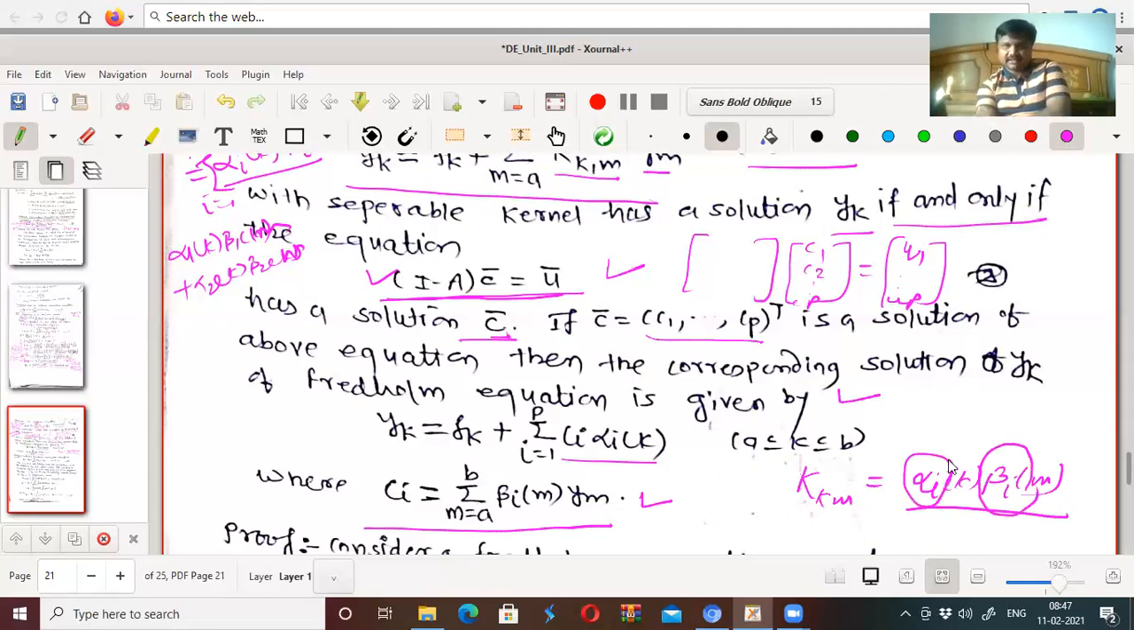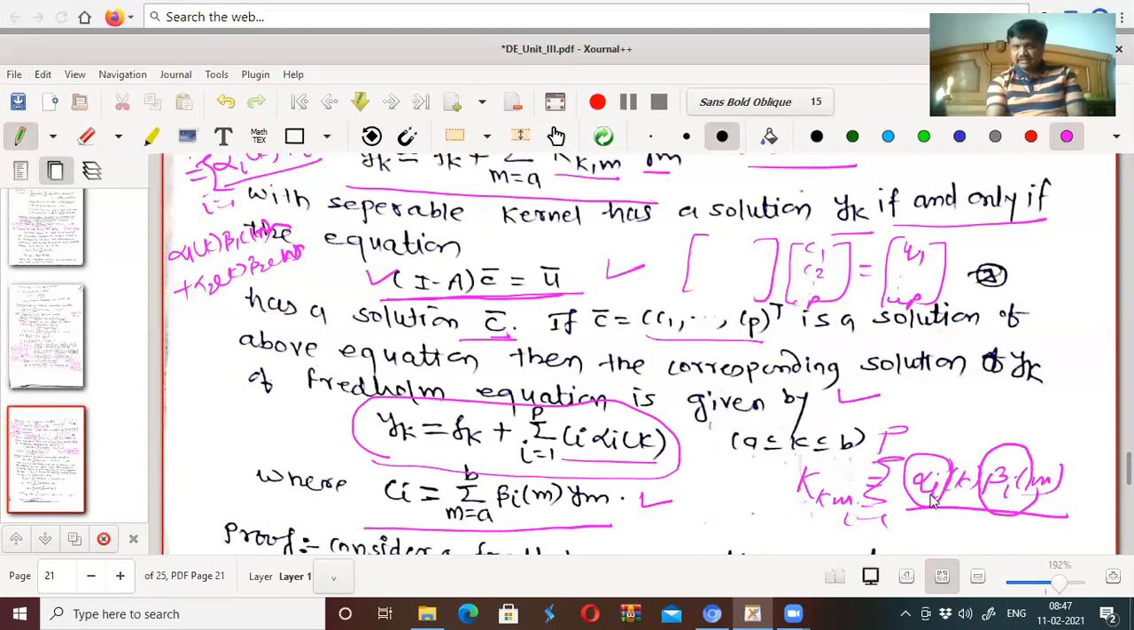So what we are saying, this equation has a solution if and only if this equation has a solution. This is the relation between these two. Now if C bar is a solution of this, then the corresponding solution yk of your Fredholm equation is given by this one. Yk equal to fk plus summation from i equal to 1 to p ci alpha ik. Now alpha ik is from this one. And i from 1 to p means what? Again, this is separable kernel.